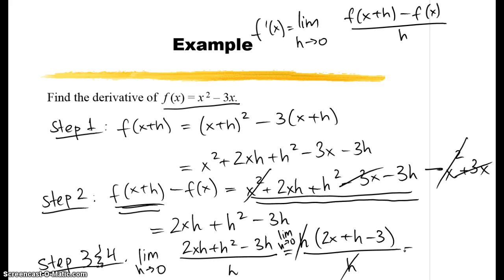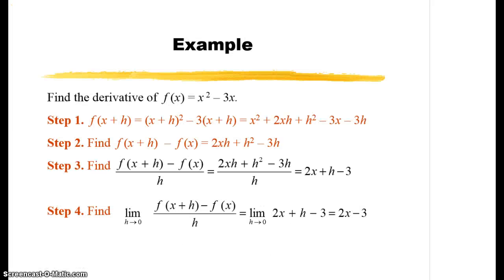These cancel. So now we have the limit as h approaches 0 of 2x plus h minus 3. So you can evaluate this by plugging in 0. You get 2x minus 3. So that's the derivative of x squared minus 3x using the 4-step process. Here it is one more time on this slide, a little clearer, typed out so that you could double check the work. You could pause the video here if you'd like, double check the algebra, the arithmetic, make sure everything is right before you move forward.